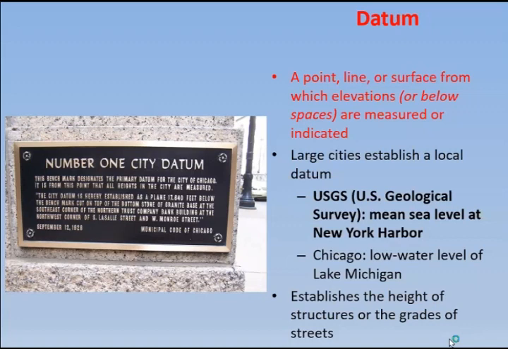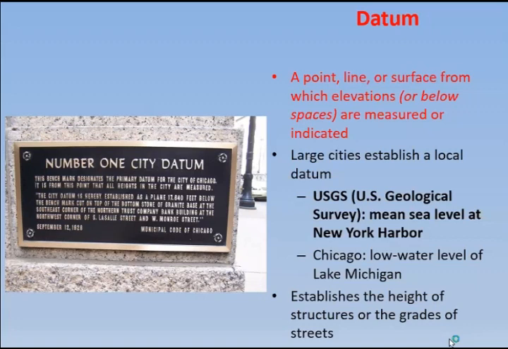The point or surface from which elevations are measured is called a datum, monument, benchmark, or meridian. Datum. A brass marker that surveyors use to mark local datums is called a monument, meridian, keystone, or benchmark. Benchmark.